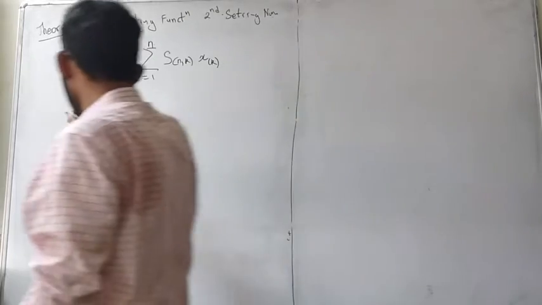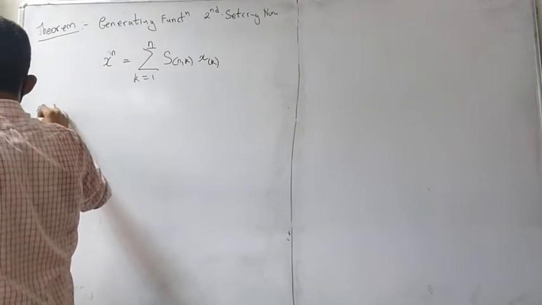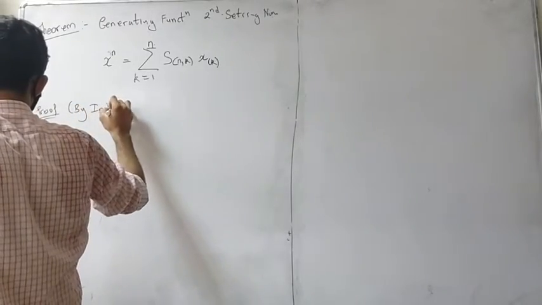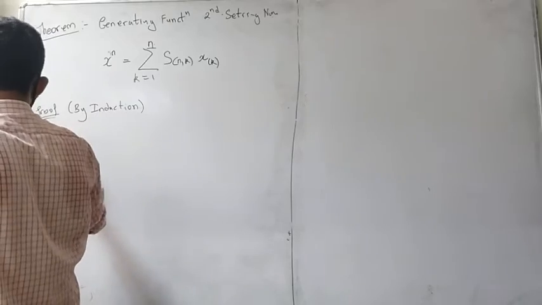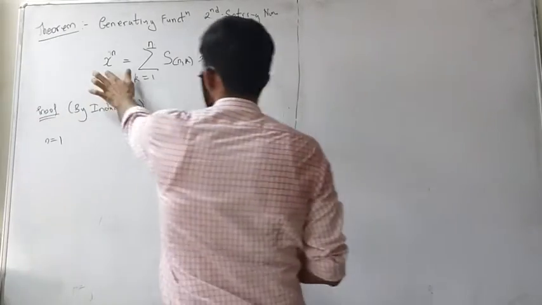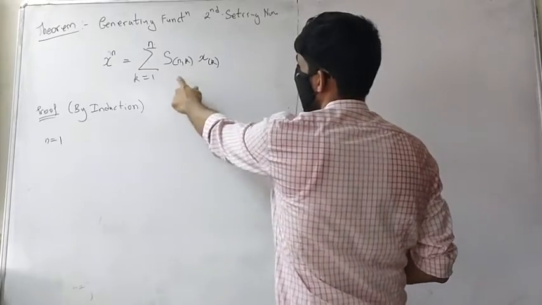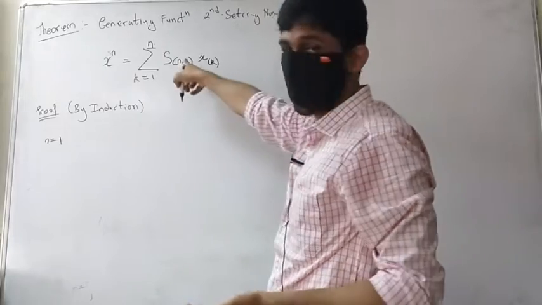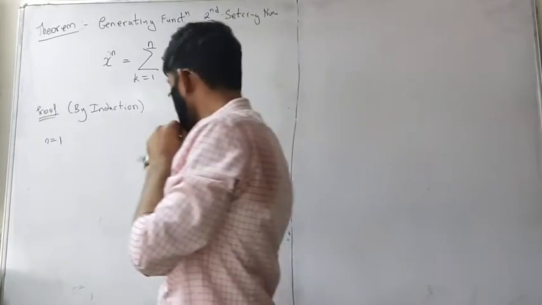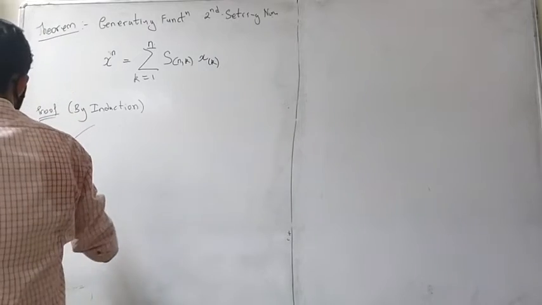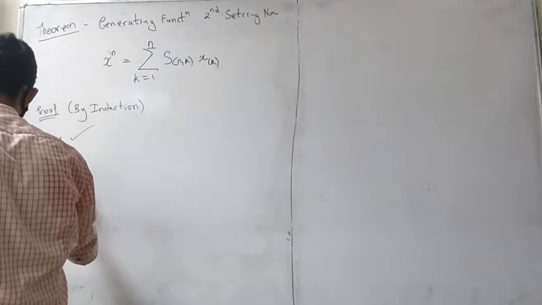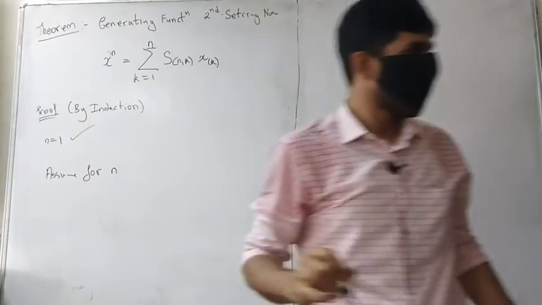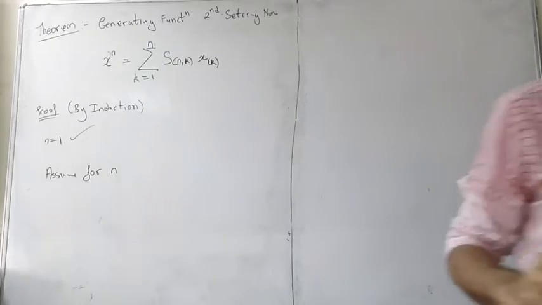Proof is very simple. The proof is just by induction, in exactly the same way. So let's see, for n equals 1 there is absolutely nothing to prove. n equals 1, this is x, right? What happens here when n is 1? You will get S(1,1) x_1, x_1 is x, S(1,1) is 1. Okay, so this is done for that. So assume for n, and we want to prove for n plus 1. So how do I prove for n plus 1?